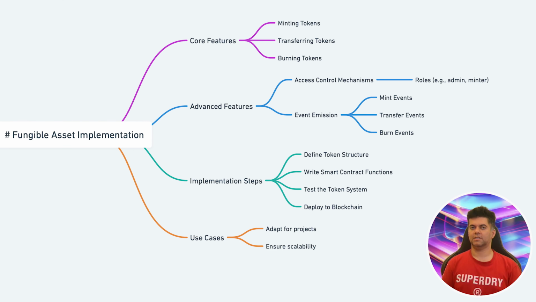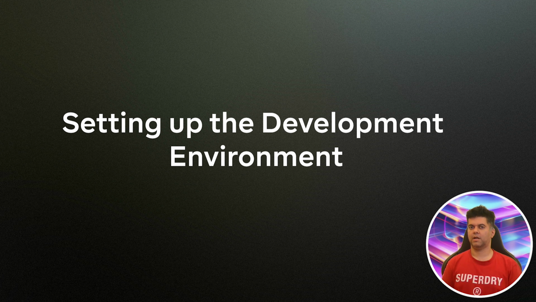In this video, we're going to create a fungible asset that's more than just a simple token. We'll be implementing features like minting, transferring, and burning tokens. But we won't stop there. We'll also add some advanced features like access control and event emission. By the end of this video, you'll have a robust production-ready token system that you can adapt for your own projects.